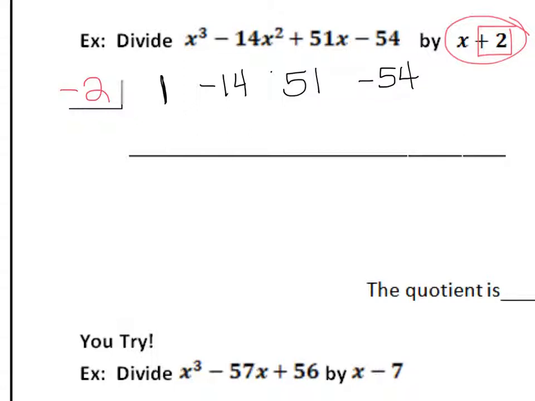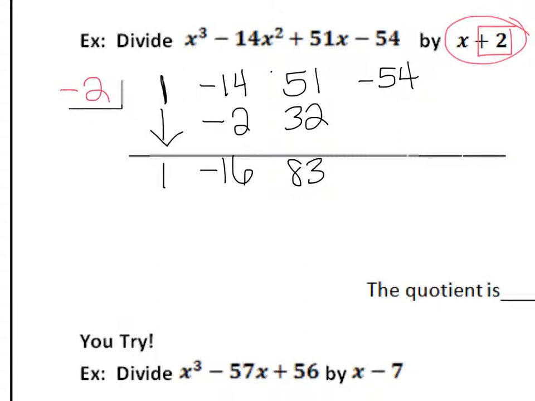The first thing we do is we bring down our very first coefficient, so we bring it straight down. So that's a 1. And now we're going to be multiplying this number times this number. Well, 1 times negative 2 is negative 2. And now we add. Negative 14 plus negative 2 is negative 16. After we add, we multiply, so negative 16 times negative 2. So now we're back to a positive 32. 51 plus 32 adds up to 83.